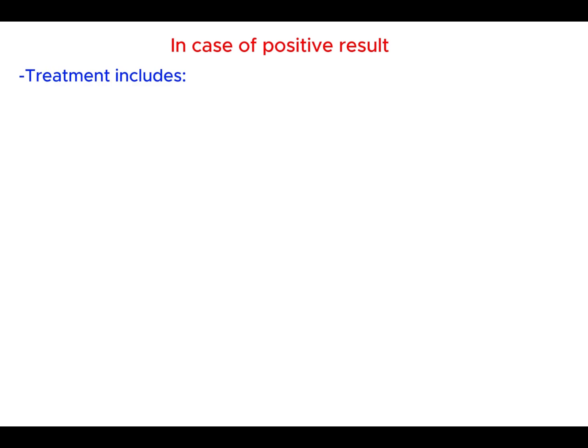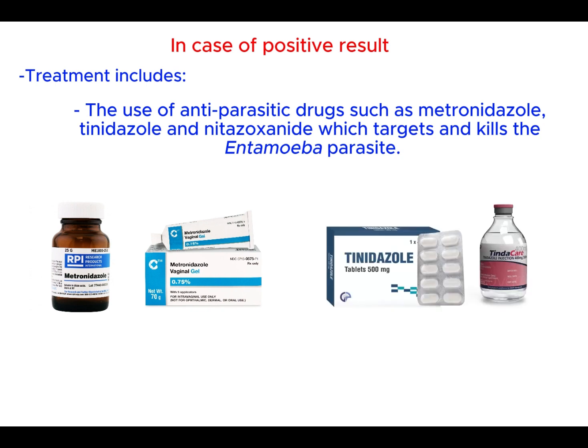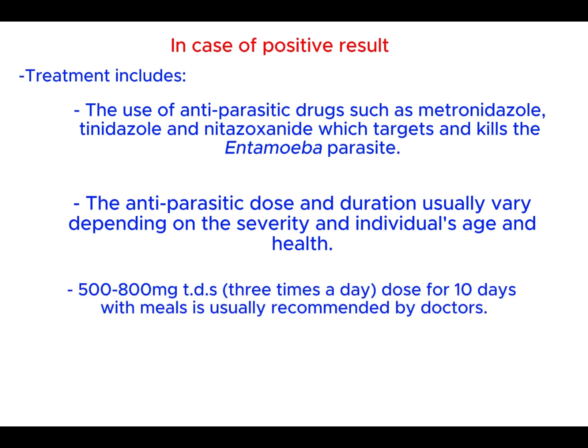Treatment includes the use of antiparasitic drugs such as metronidazole and tinidazole, which target and kill the Entamoeba parasite. The drug dose and duration usually vary depending on the severity, individual age, and health. However, a 500 to 800 milligram dose 3 times a day for 10 days with meals is usually recommended by doctors. Sometimes chemotherapy, which basically damages genes inside the nucleus of the cell, can also be an effective treatment for amoebiasis.